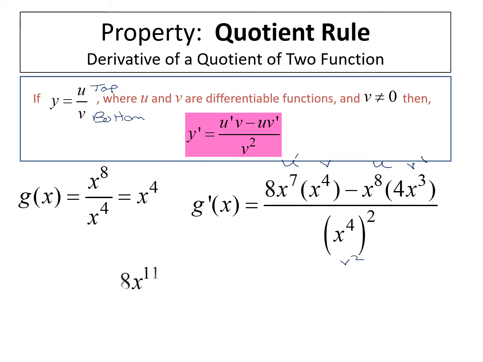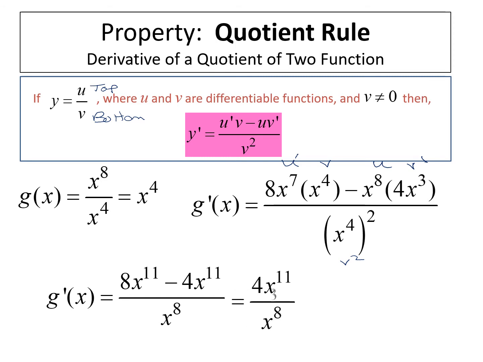And then we can clean up the numerator to being 8x to the 11th minus 4x to the 11th, all divided by x to the 8th. And then we can combine like terms and clean it up one more step with exponent properties, and we get 4x to the third, which we do know is the derivative of that. So that does work out. That does confirm that we have our derivative 4x to the third using the quotient rule.